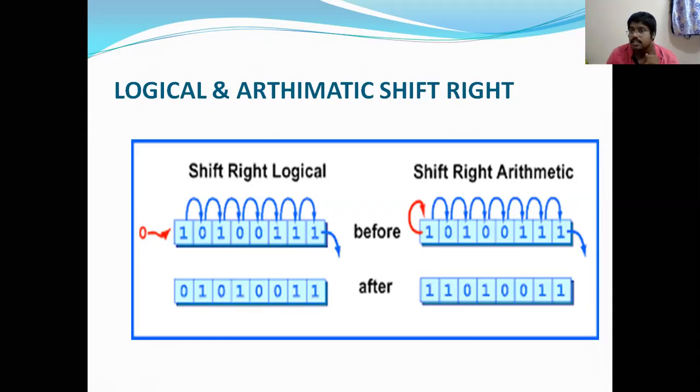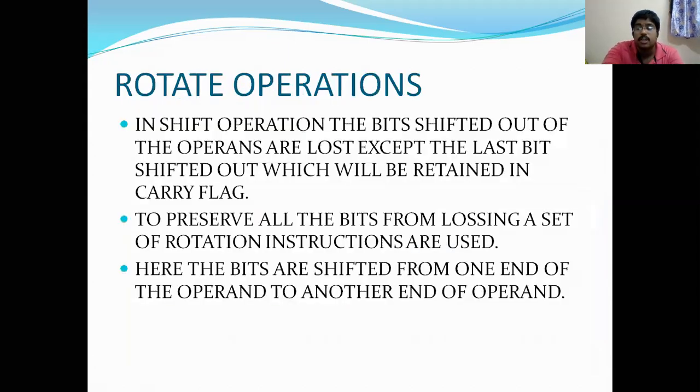That means here we are losing the original bits, the original information bits or original data bits. Here we are losing the original bits. That is the main drawback. So in order to overcome this drawback, we are moving to the next concept called rotate operations.